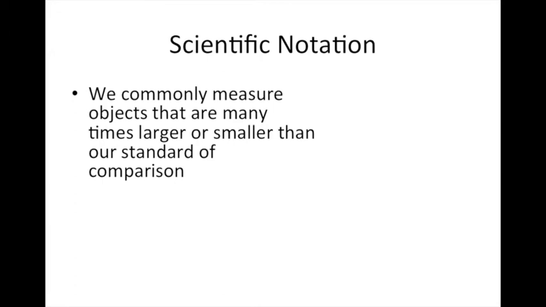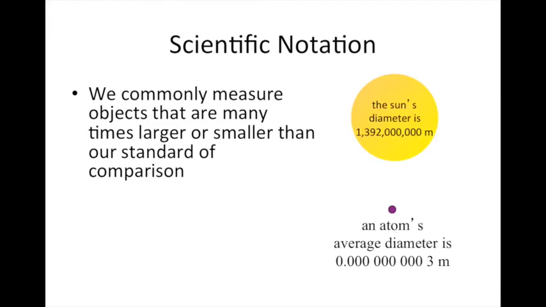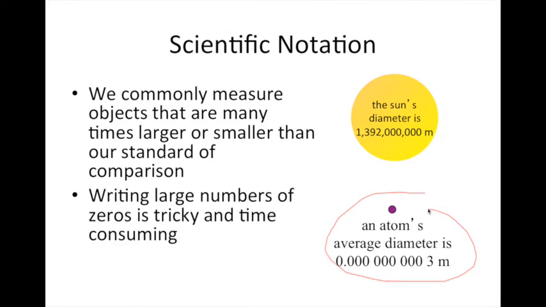In this video, we're going to discuss how to write numbers in scientific notation. So in sciences, we often deal with numbers or measurements that are very, very large or very, very small, such as the diameter of the sun, or in chemistry, we may discuss the diameter of an atom.